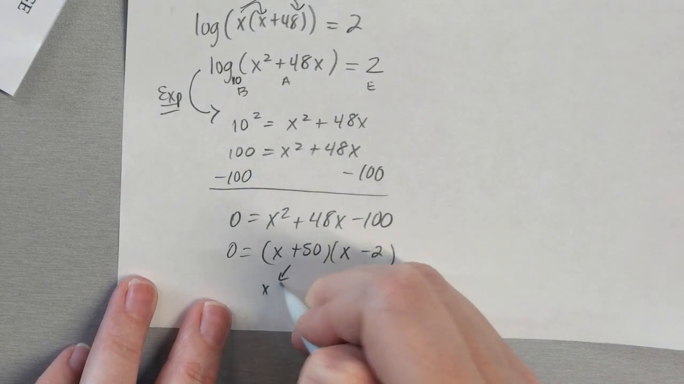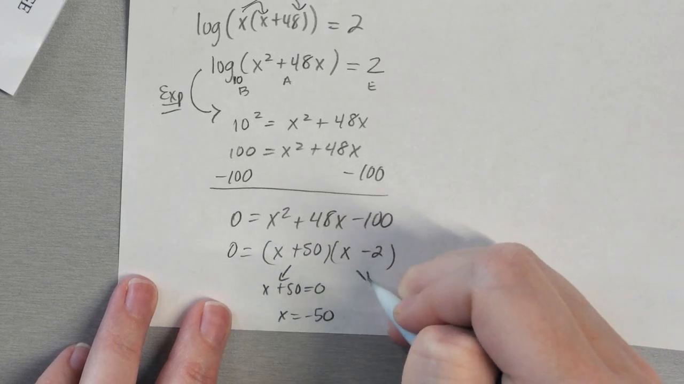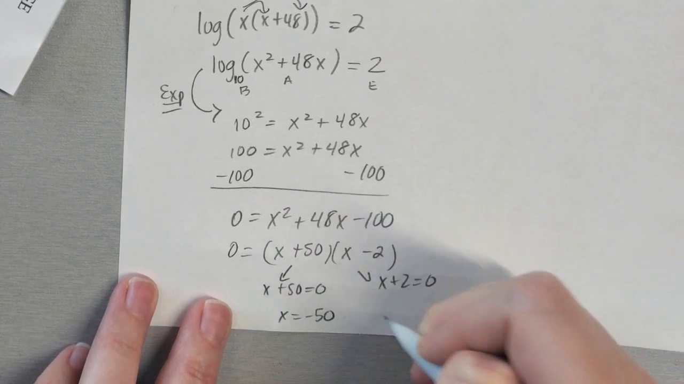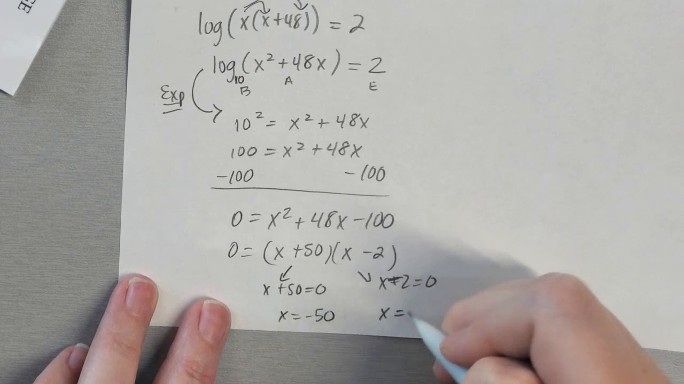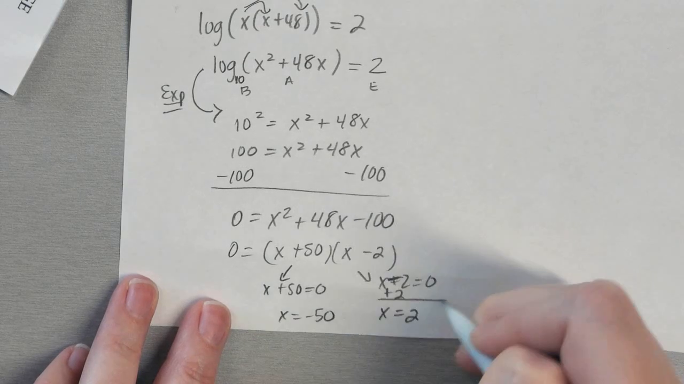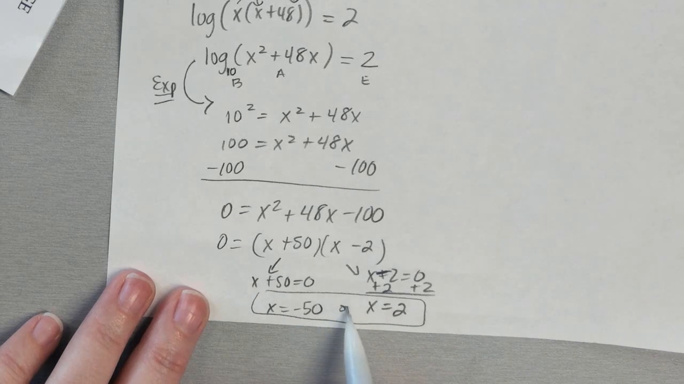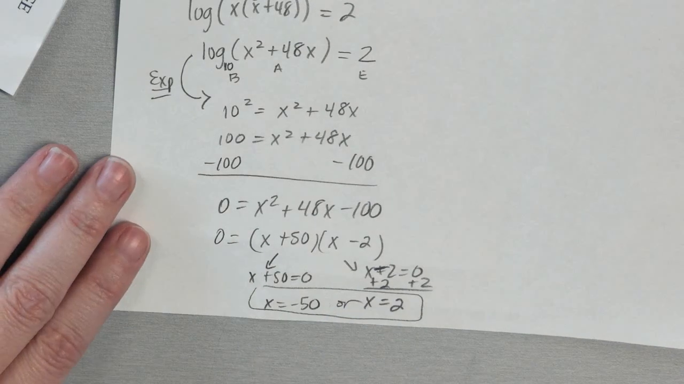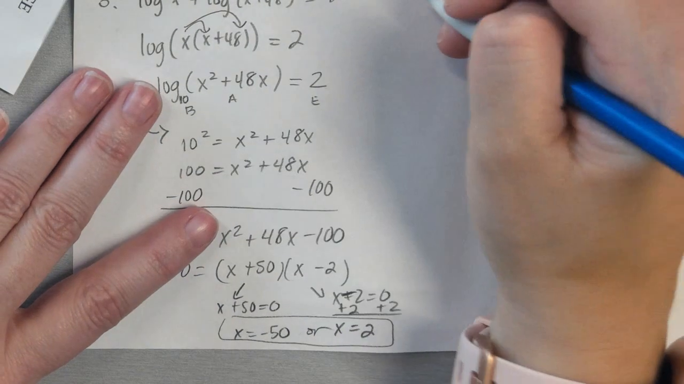And then you would have x plus 50 equals 0, so x would equal negative 50. And then x plus 2 equals 0, so x... Sorry, I wrote that wrong. So x equals 2, because you plus 2 plus 2. Okay, now, I have more than one answer, right? So if I have more than one answer, I have to do what? Yes. And you have to check both of them.